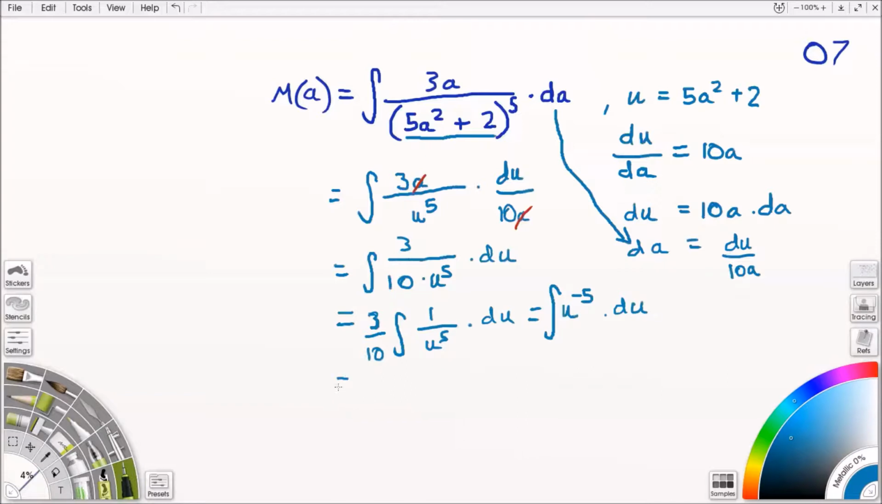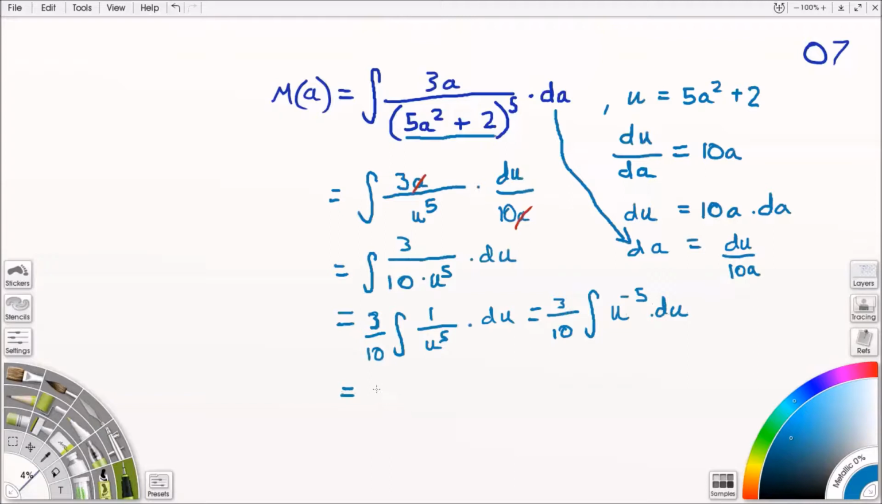So this here now is just, oh yeah, I was like, this doesn't look right. We forgot our constants. Where'd they go? So u^-5 du, sweet.